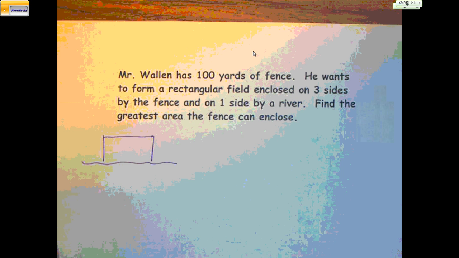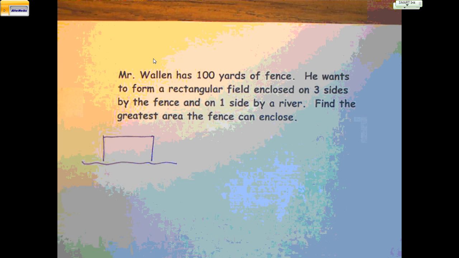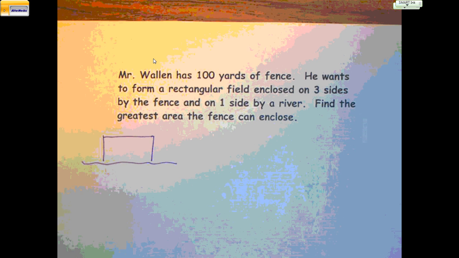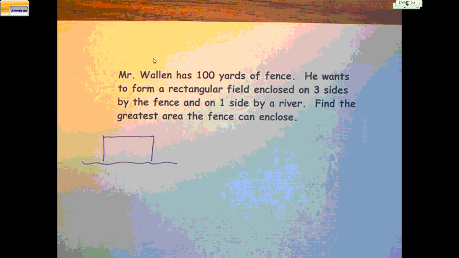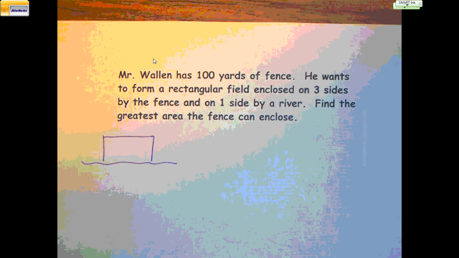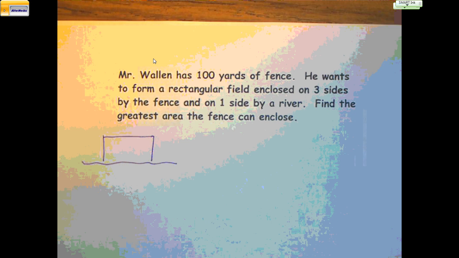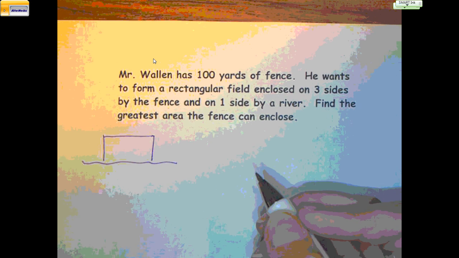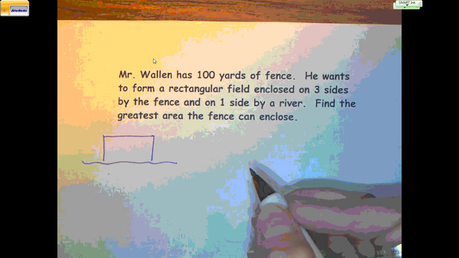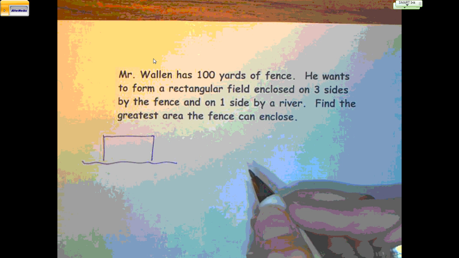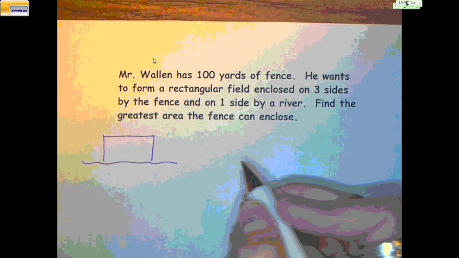And you did have a way in Algebra 2 to solve this, but now you've got more tools in your pocket. You've got some other things you can do to solve this. So we're going to use some derivatives today. Now, if we're talking about area of a rectangular field, how do you find that? How do you find area? Length times width, right? For a rectangle.